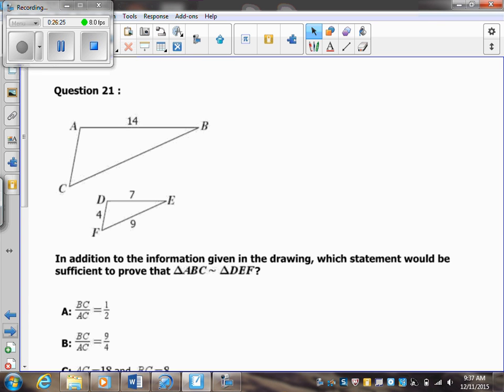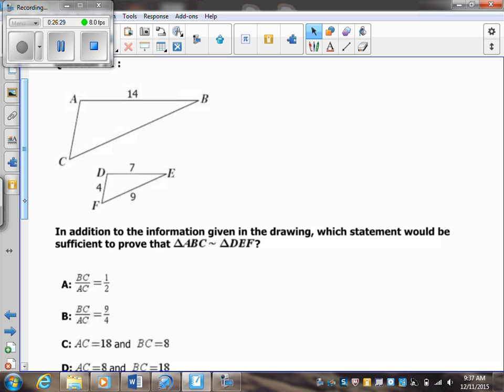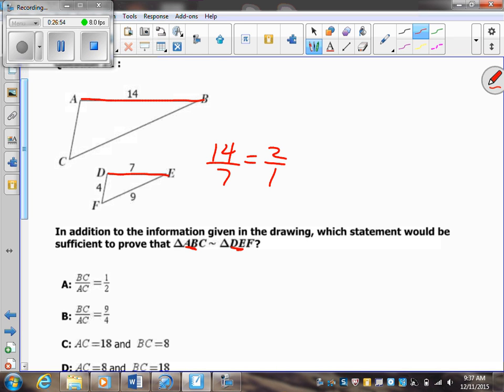The last one: in addition to the information given in the drawing, which statement would be sufficient to prove that the two triangles are similar. So they gave you A, B, C. DE is going to be proportional to AB, right? So it's going to be 14 over 7, which is 2 over 1. That's what has to happen.